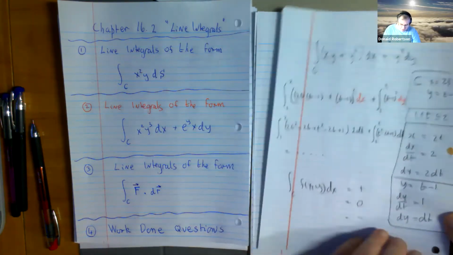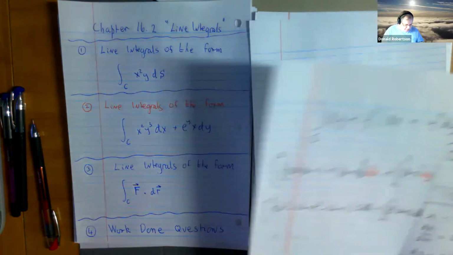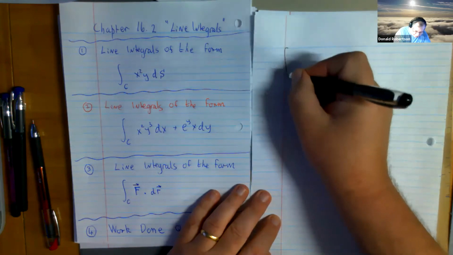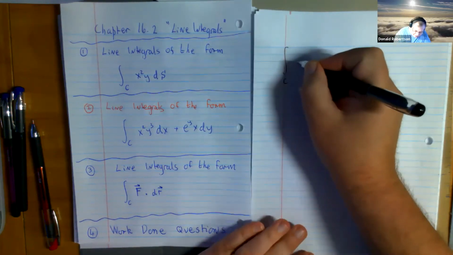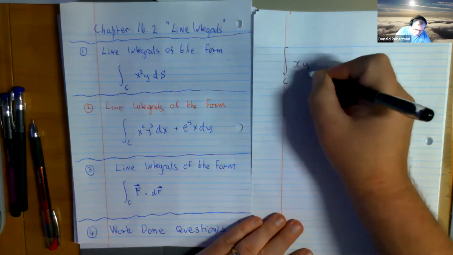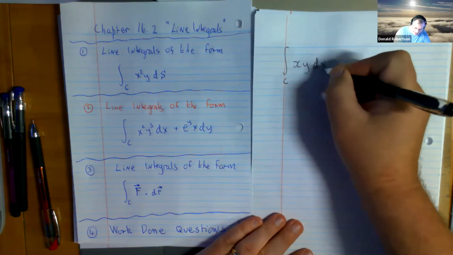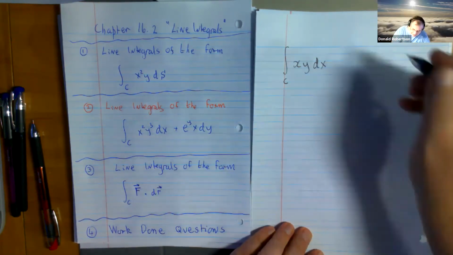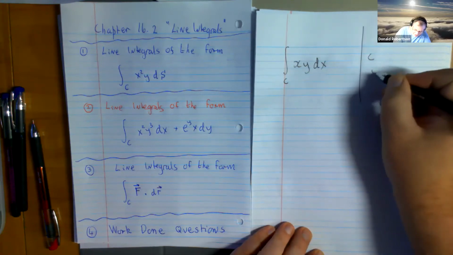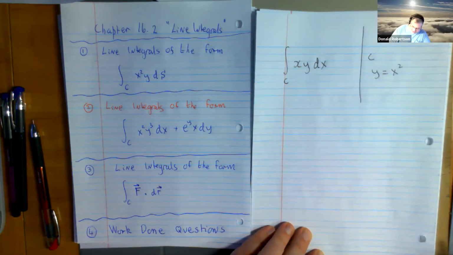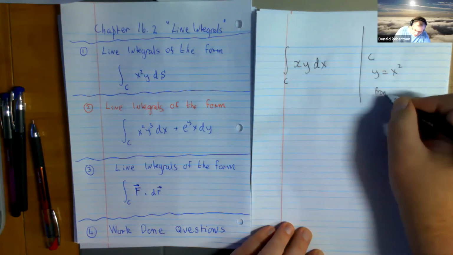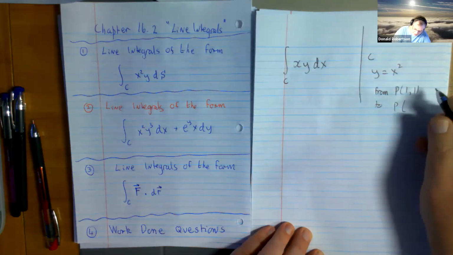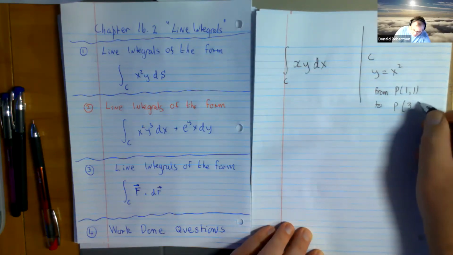Right. Let's do one where you're not given the parametric. Let's do one where you're given a curve, and we'll keep it in 2D. Let's suppose I want to do this integral of xy dx. So I'm not even having a dy. That's okay. You can have that. And let's suppose I tell you that C is actually the curve y equals x squared, and it goes from the point (1, 1) to the point (3, 9).